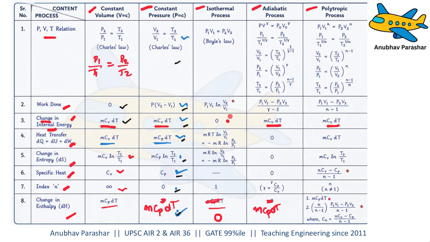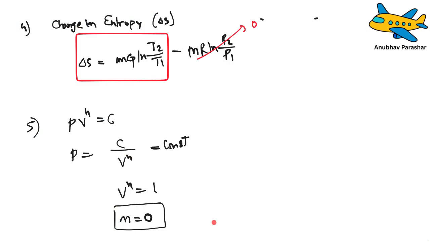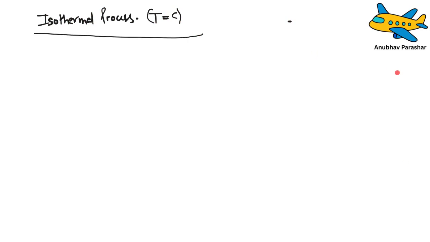Now let us try to do it for the isothermal process. Let us be quick. We are already 30 minutes in. Let us quickly do it for the other processes also. Isothermal process means temperature is equal to constant. We will also have to draw the PV diagram and understand how to draw it. It is going to take some time, but we will try to make it as fast as possible.